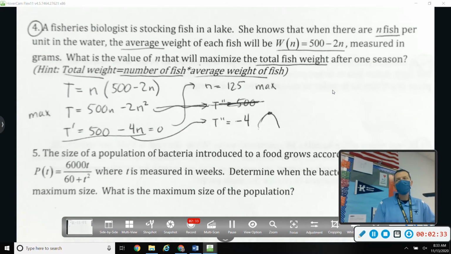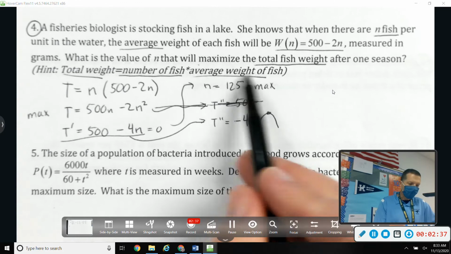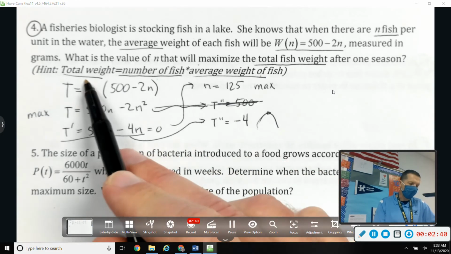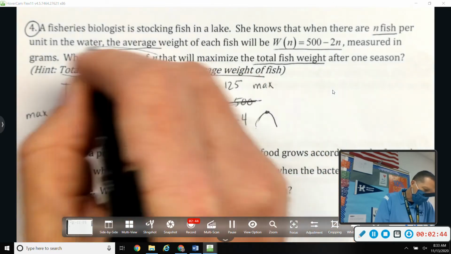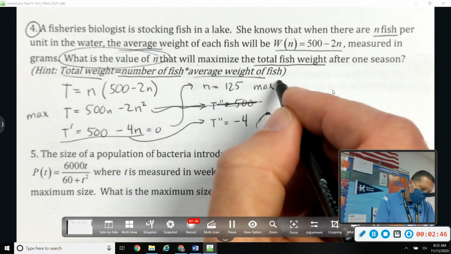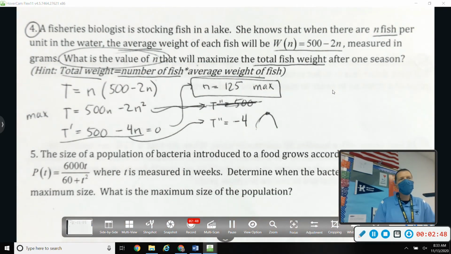Then reread the question, make sure you answered the right question, because they could have asked, well, what is the average weight of the fish? Or what's N? Or what's the total weight? But the question they ask is, what is the value of N? Well, N is 125.